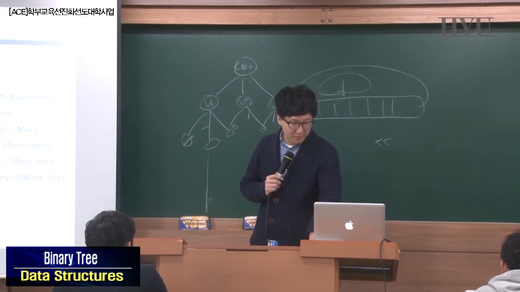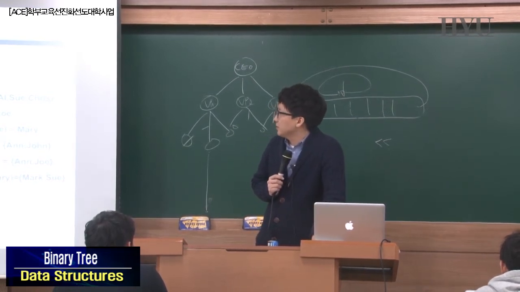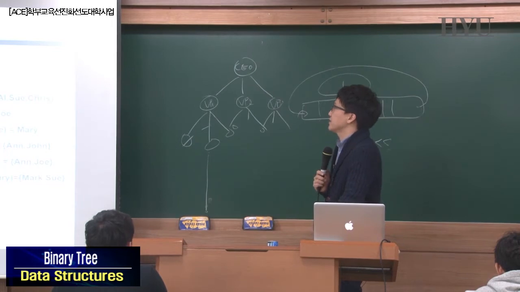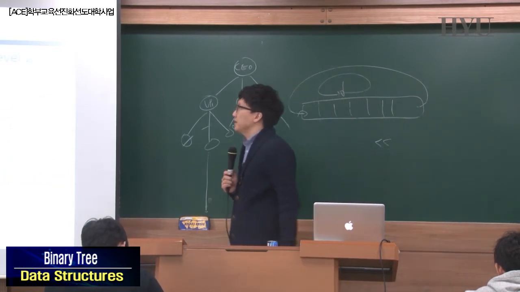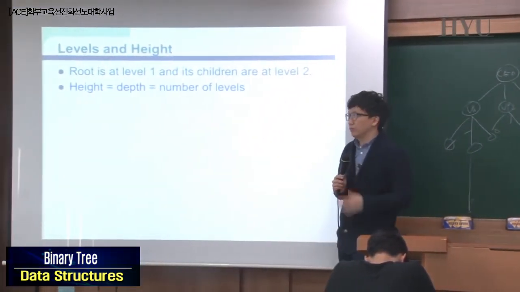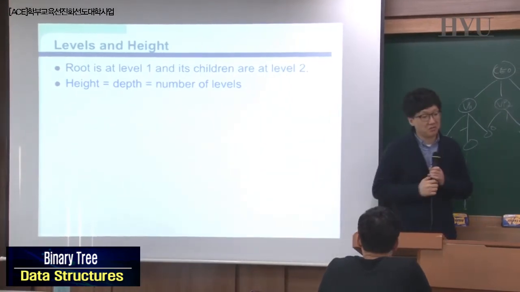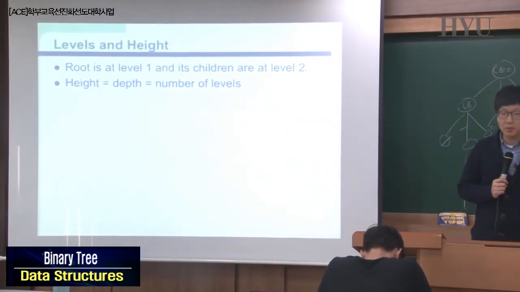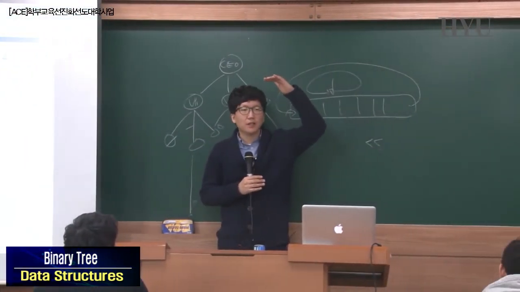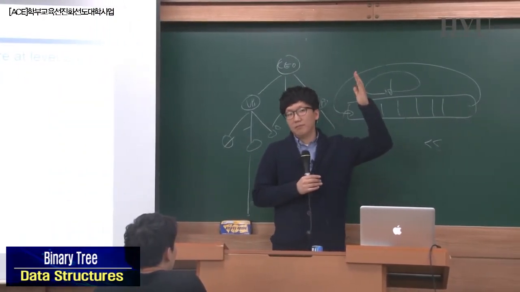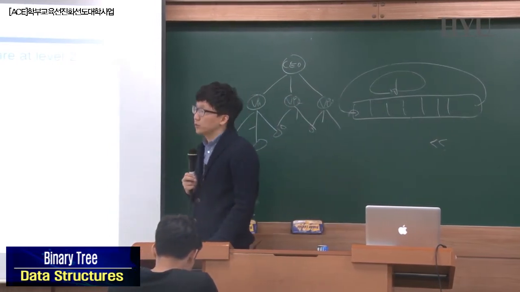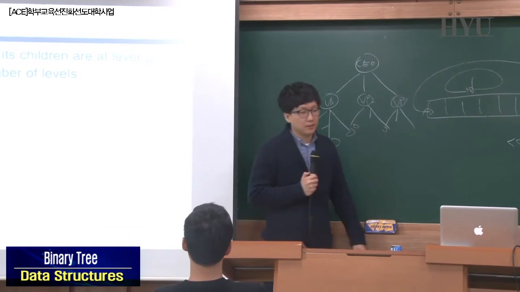So those are other smaller definitions and some possible applications in actual implementations. Levels and heights. Root is at level 1. Its children are at level 2. Okay, I'm sorry, it's called level 1. Height, depth, and number of levels. Height is also the height of the tree, referring to how tall the tree is. It is the same as the maximum depth of the tree, how much you have to go down. That is the same thing. That is also equal to the number of levels of the tree, right?